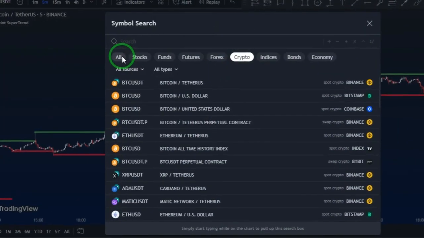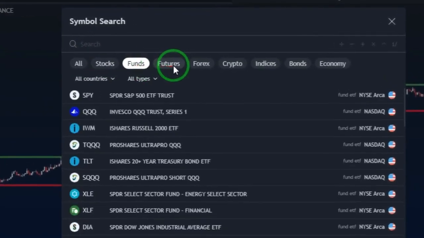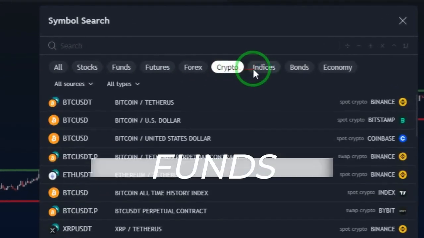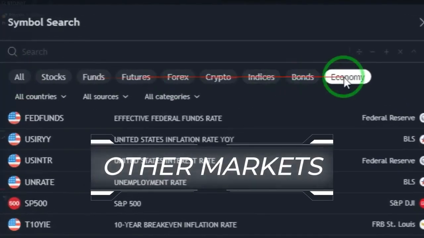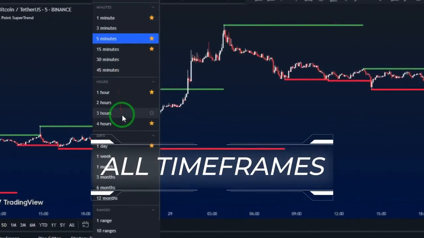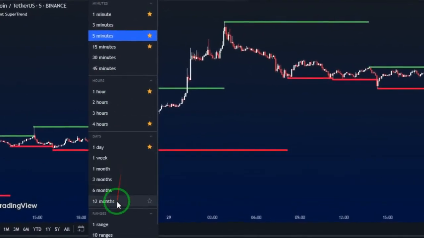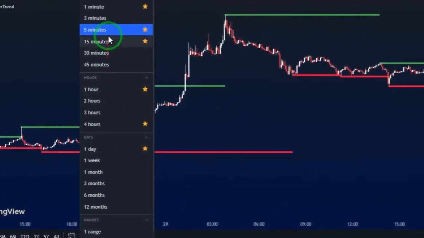It's important to note that this indicator strategy can be used across multiple market types, including stocks, funds, futures, forex, cryptocurrency, and other financial markets, and it will also work on all time frames, from short term to long term, whether you're analyzing a 1 minute time frame or even a weekly chart.